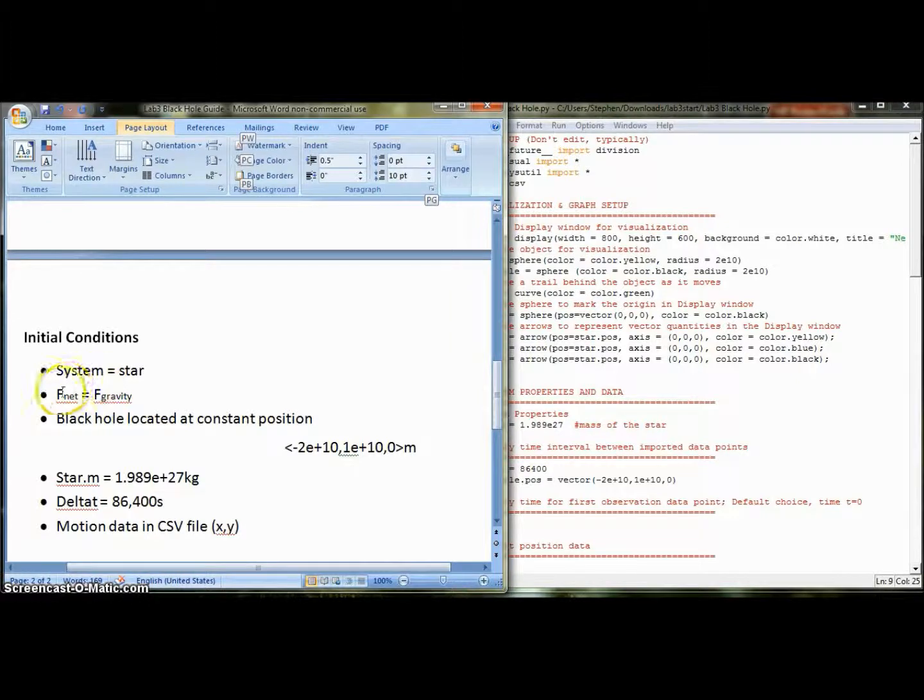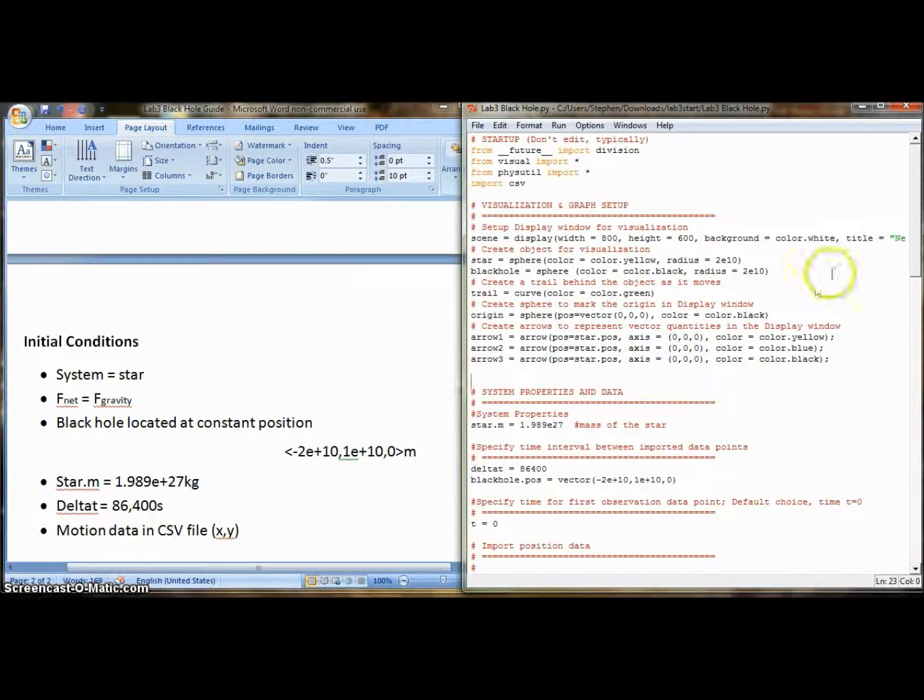Here are our initial conditions. The system will be the star. The total net force will be due to the force of gravity on the star by the black hole. The black hole will be located at this unchanging position. The star's mass is 1.989 times 10 to the 27th kilograms. Delta t will be 86,400 seconds. Lastly, the x and y components of the star's position data were given in the CSV file.